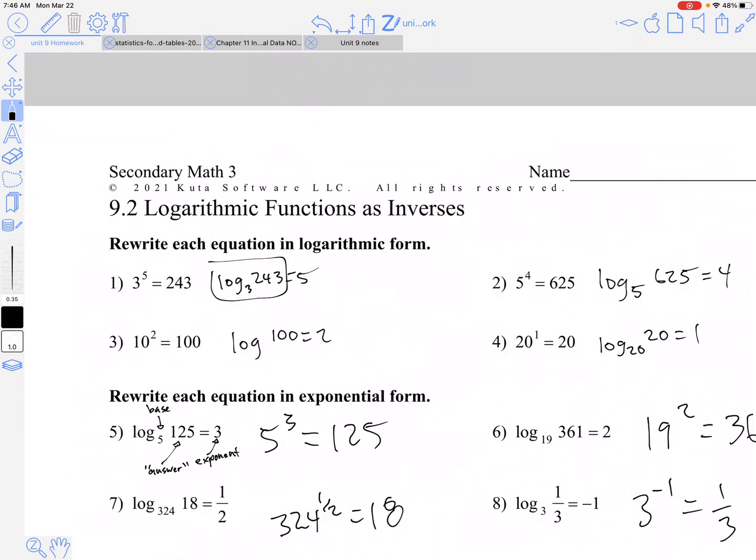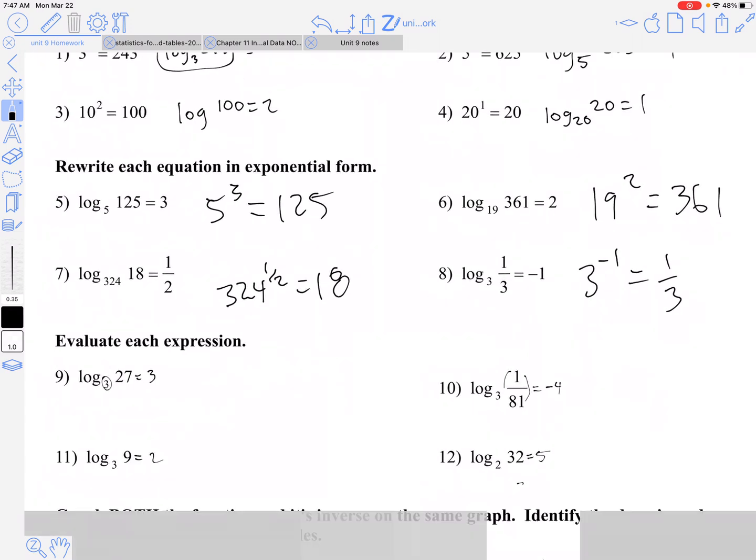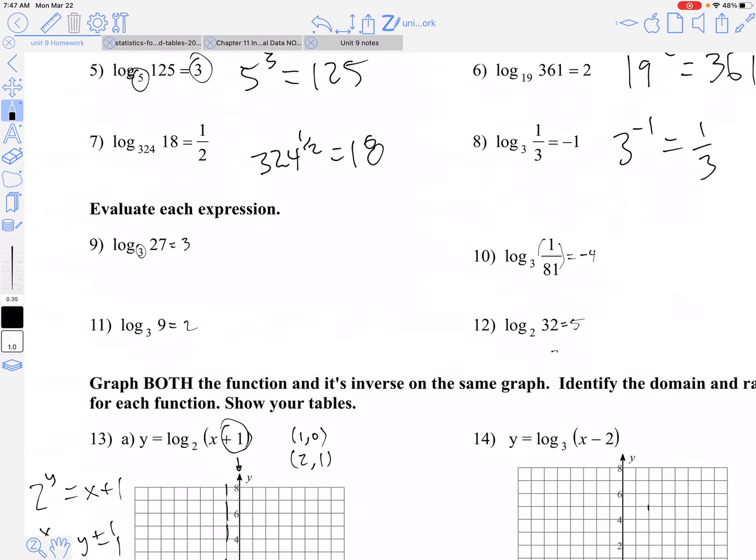So look over those, see how you did. And then very similarly on 5 through 8, now you're basically translating back to exponential form. So the base was 5, the exponent was 3, and it created 125. Same idea here. In the homework, you just said 3 to what exponent gives me 27. That's what that's asking. Your base was 3, you got 27. How many times did you multiply 3 to get 27? And that answer was 3 times, obviously.